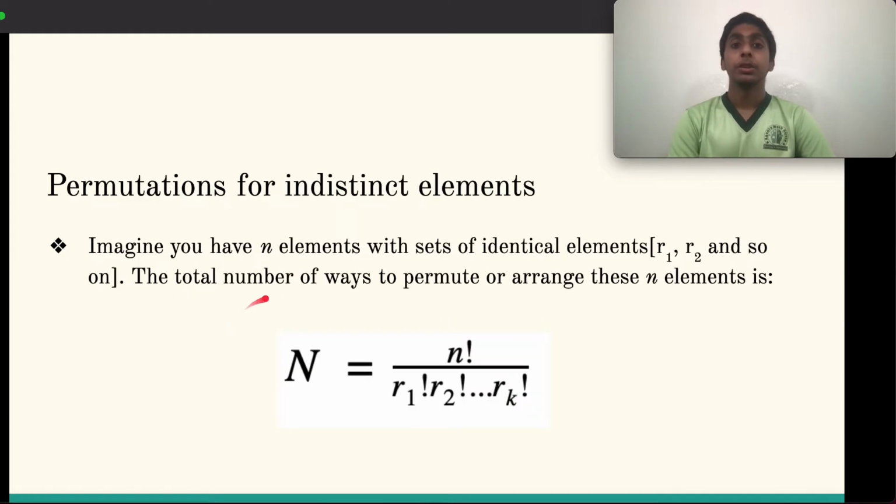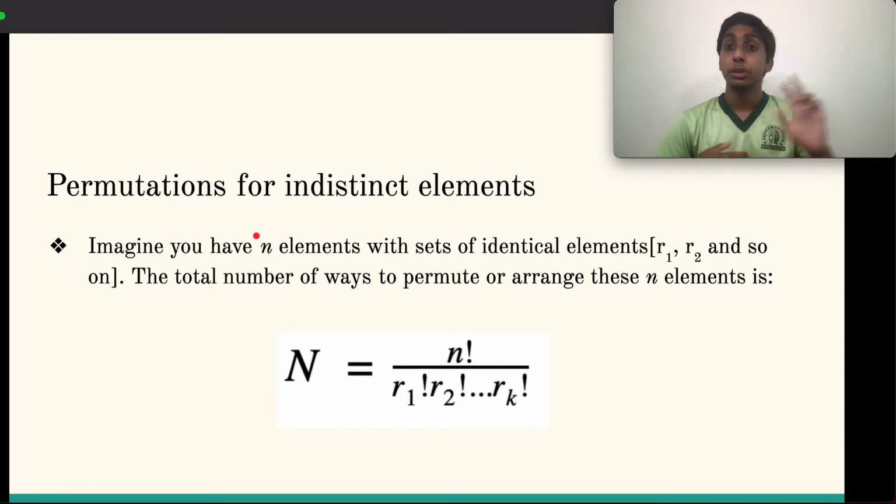Okay, so now we need to talk about permutations for indistinct elements. So what do I mean by indistinct elements? Well, what I'm talking about is elements that are similar or basically the same. So if I have 2 yellow crayons, they're the same, right? So that's an indistinct element. So imagine you have n total elements. So I have 10 elements, that can be my n, with sets of identical elements.